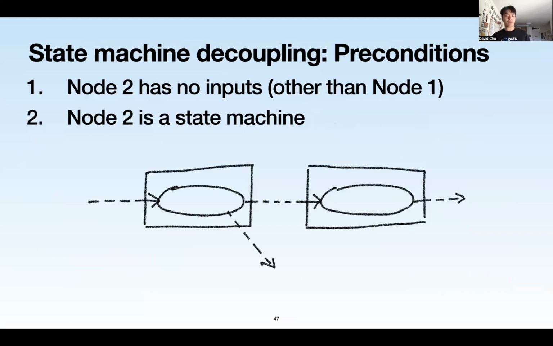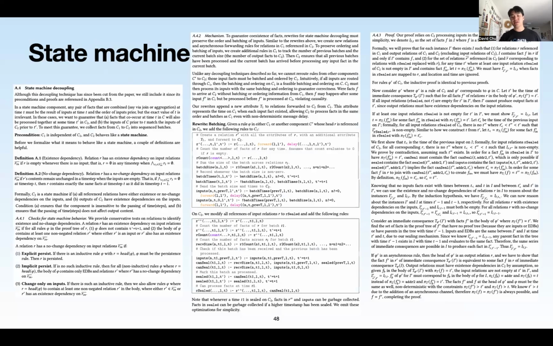We call this state machine decoupling because node 2 behaves like a state machine. The preconditions are that node 2 has no inputs and it behaves like a state machine. Okay, so here's what that looks like in the paper. It's a little complex because we have to define what a state machine is and then use that to create an inductive proof.